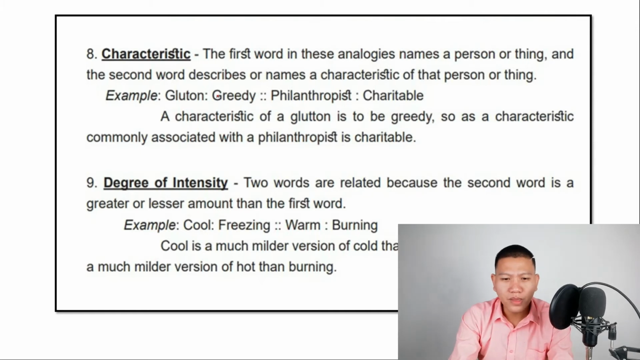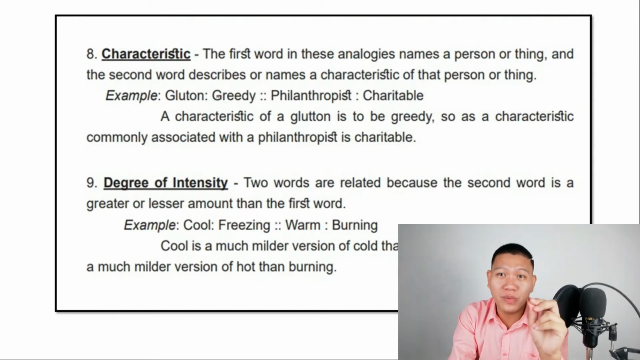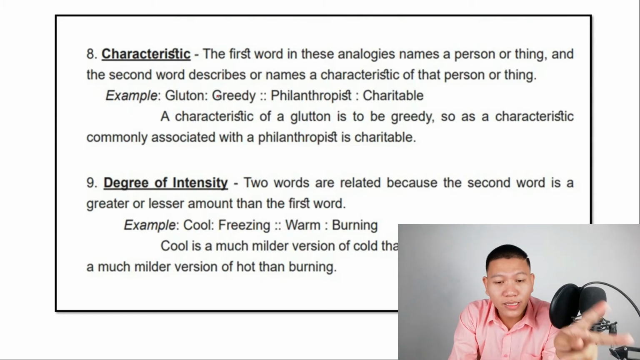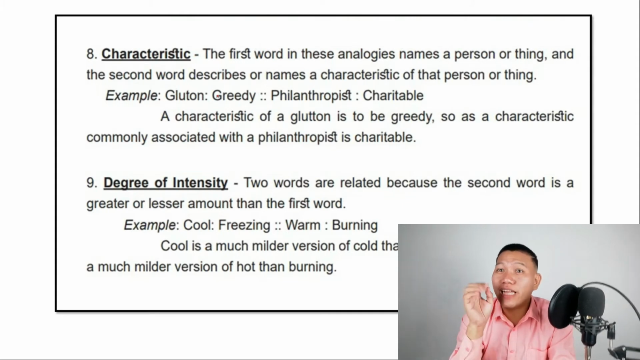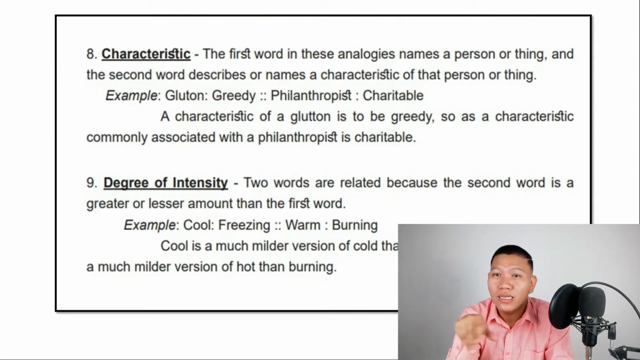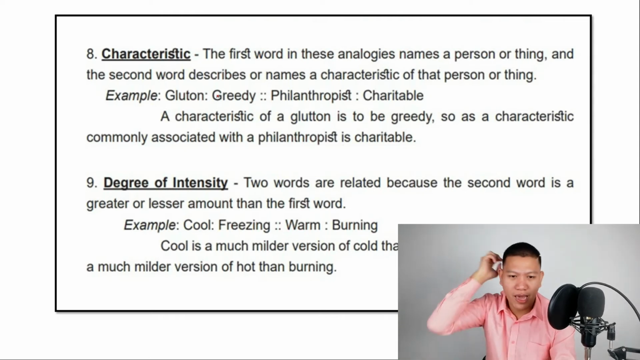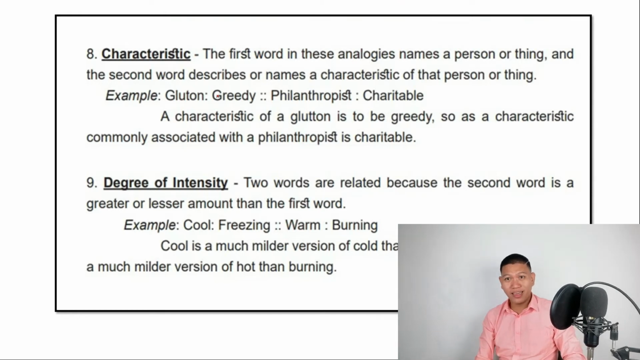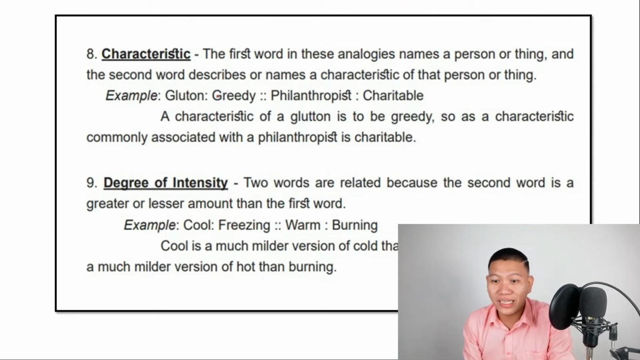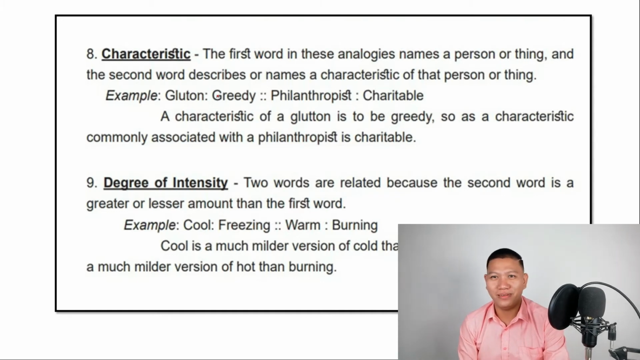Alright? Number 8, characteristic. The first word in these analogies names a person or thing. So the first word could be a person or a thing. And then the second one is its description or characteristic. Okay, don't get confused. A while back, synonyms. So word is to word. Now, it could be a name of a person or a name of a thing, and then its characteristic. Okay. For number 8, example is glutton is to greedy, philanthropist is to charitable.